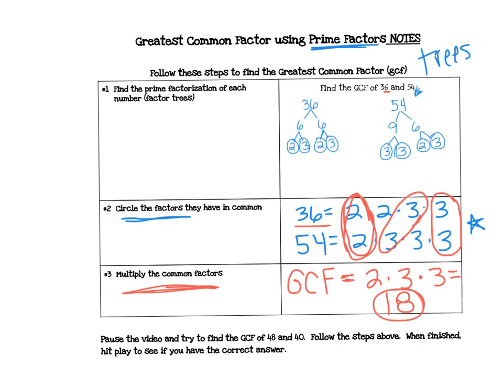Our first step, we found the prime factorization for each number, made factor trees. Second step, we stacked the prime factors on top of each other so we could circle what they have in common. And then step number 3, multiply the common factors to get your greatest common factor.